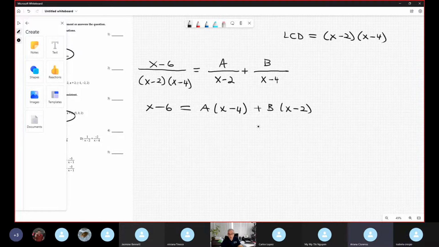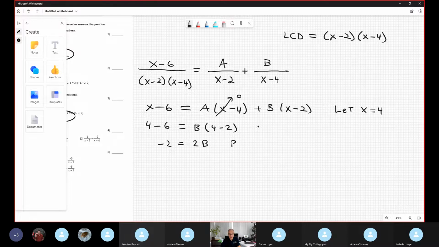Yes. Now you apply the method of the smart value, which is easier. It's easy fundamentally when you have no repeated real linear factors. Suppose you let x equal 4. You have 4 minus 6, and this is cancelled, 0, because 4 minus 4 is 0, and B stays alive times 4 minus 2. So 4 minus 6 is negative 2, 4 minus 2 is positive 2. It's obvious that B is negative 1 when you divide by 2 on both sides.